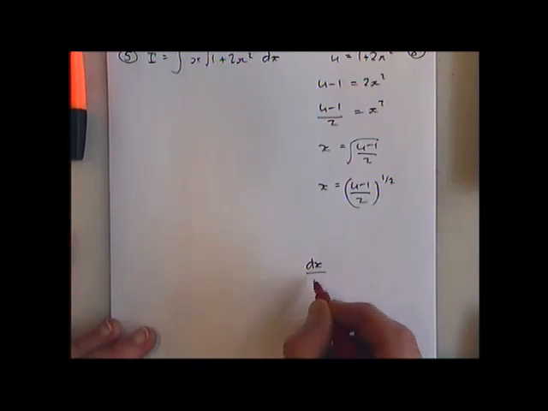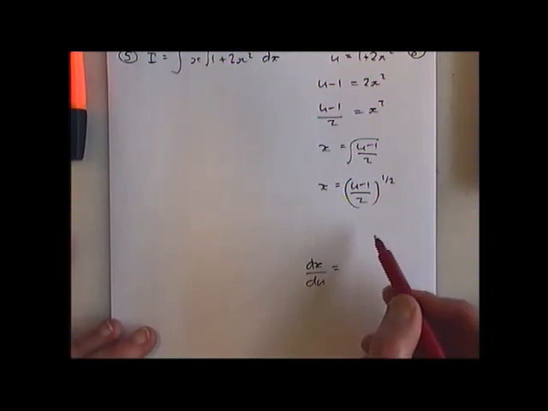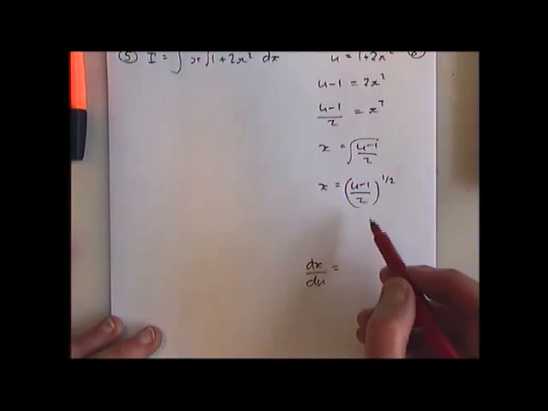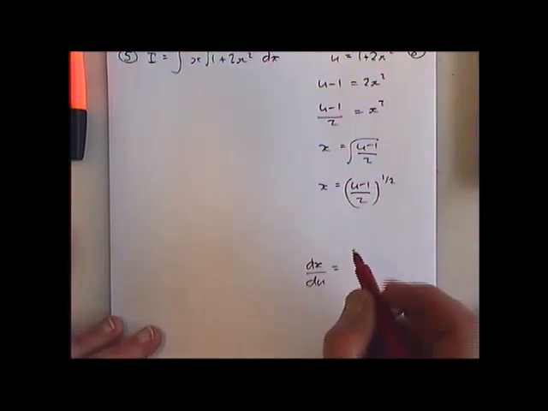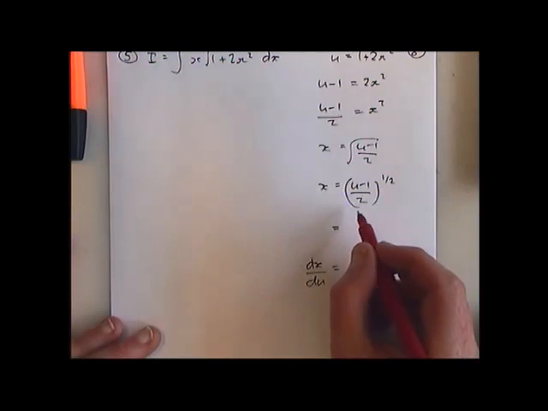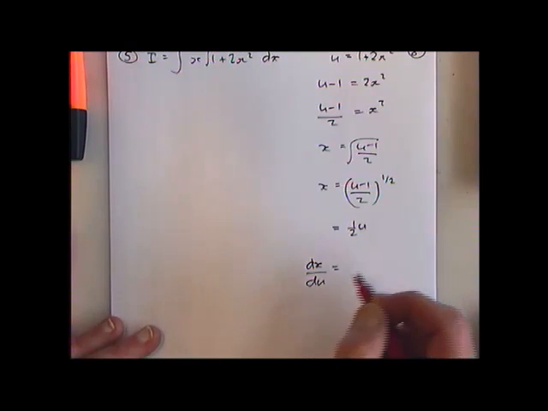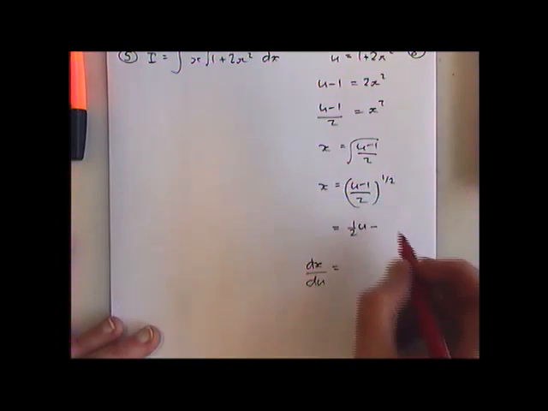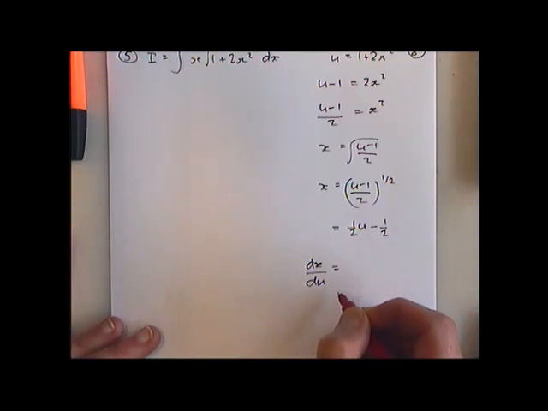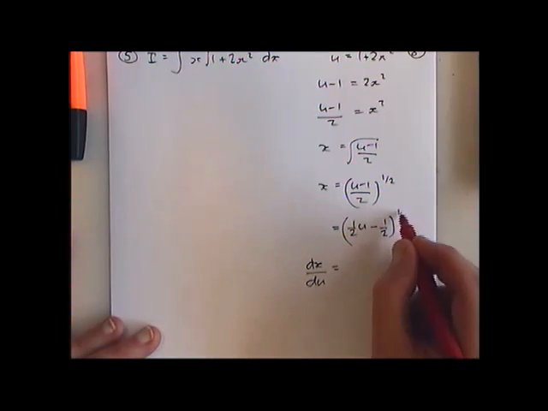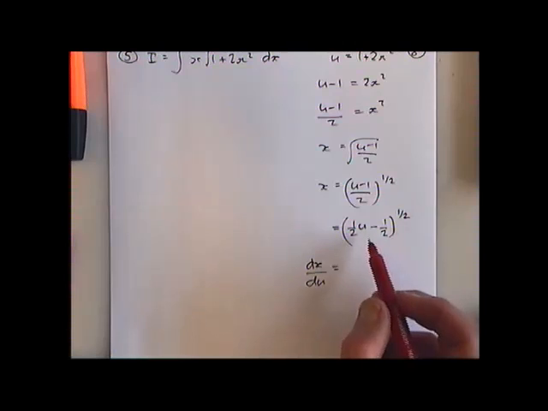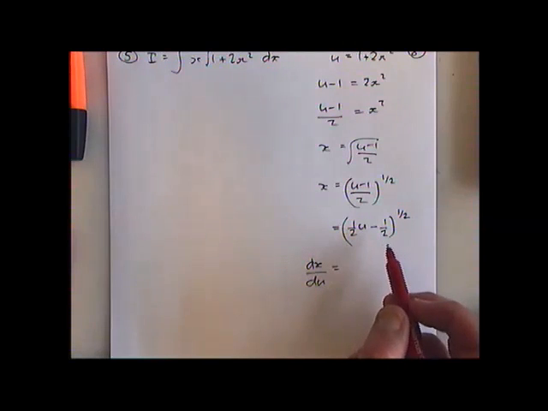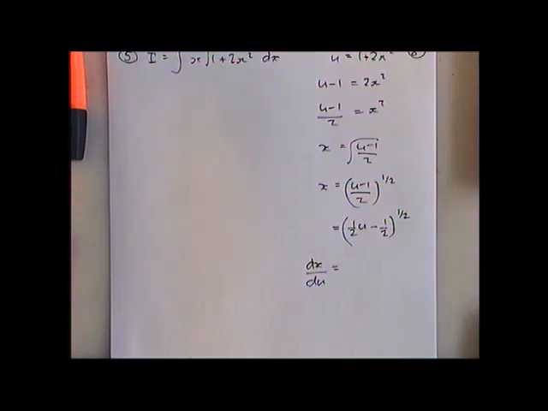I'm going to leave a gap to put another line of working out in, but I am going to go next to dx du. To differentiate this, that just looks a bit nasty. It might be easier to rewrite this as u being divided by 2, or in other words, a half u. Then I'm taking away, that 1 is divided by 2, that's a half as well. And the whole thing is to the power of a half. Because I think that actually looks easier to work with, we'll see how we can do it.